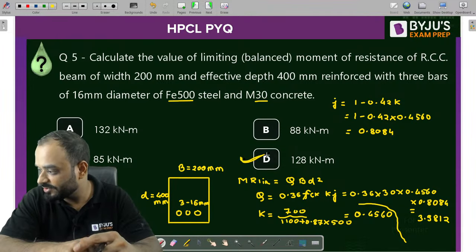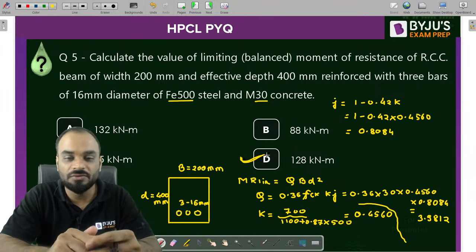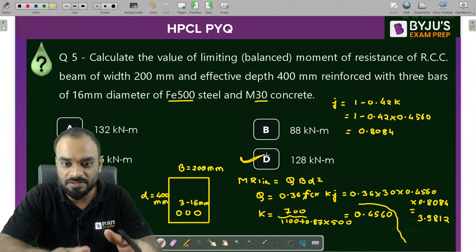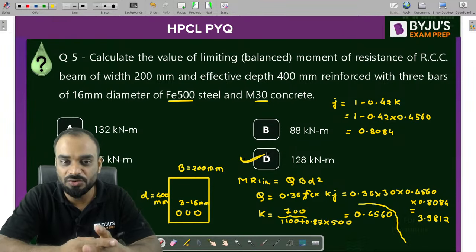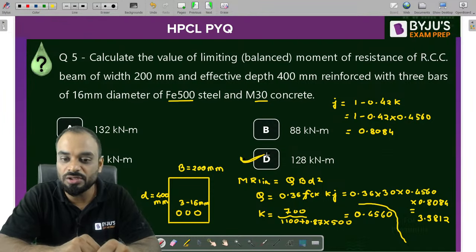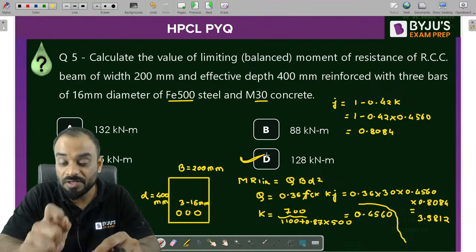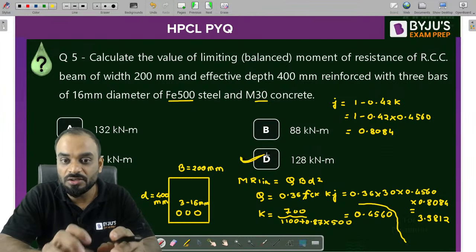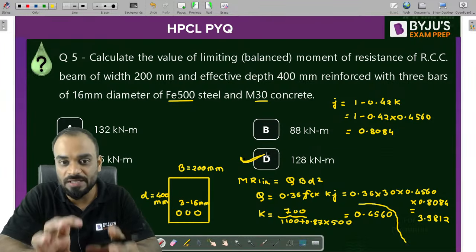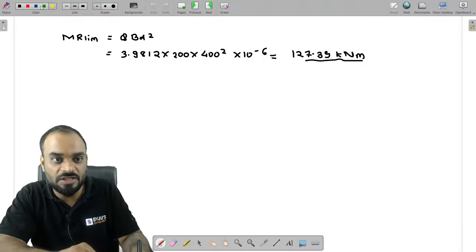Very nice, Rajat, Afrit, Santu. Now, guys, after seeing the calculation, you may have a question: sir, how can I calculate this value without using a calculator? I have already suggested to students, please remember some of the standard values, like the K value and J value, so that you can use them directly in your examination.